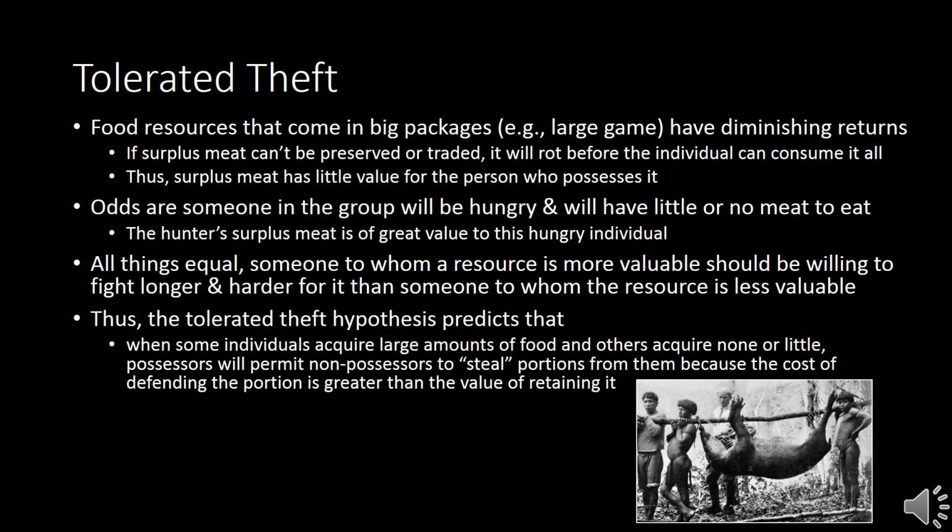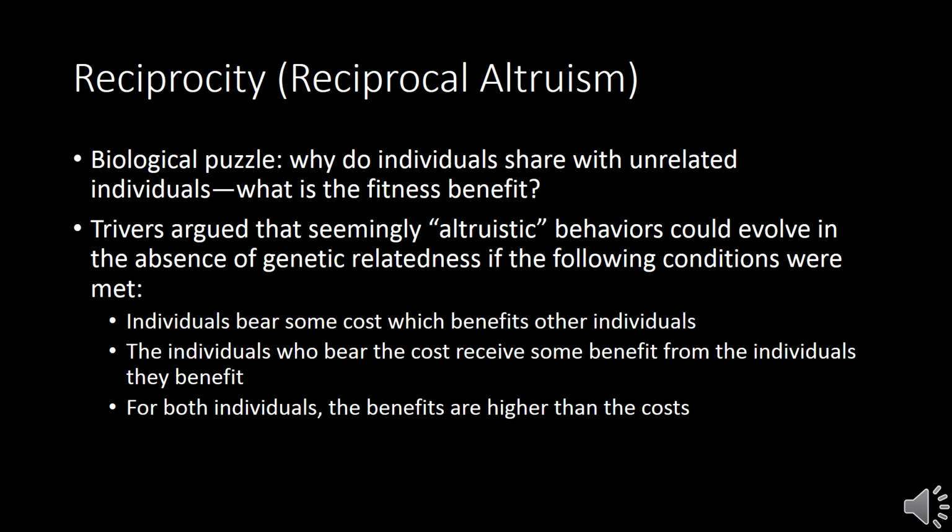Thus, when some individuals acquire large amounts while others acquire none or little, the tolerated theft hypothesis predicts that possessors will permit non-possessors to steal portions from them because the cost of defending the portion is greater than the value of retaining it. In other words, possessors allow non-possessors to take the surplus meat because to the possessor it's not worth fighting over. This brings us to the reciprocity hypothesis, which is also known as reciprocal altruism.